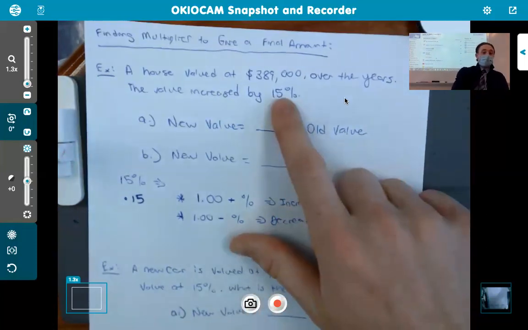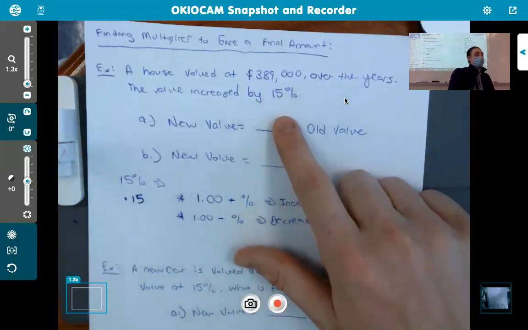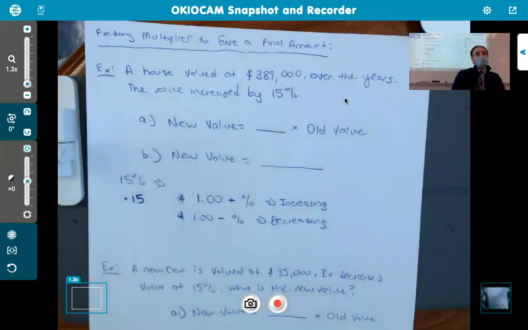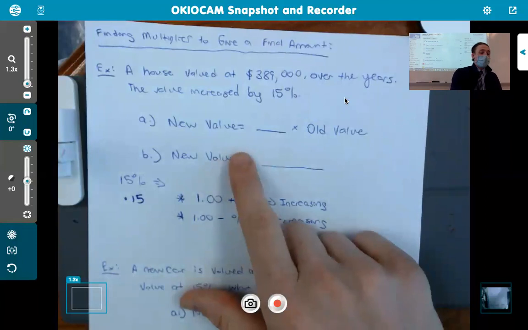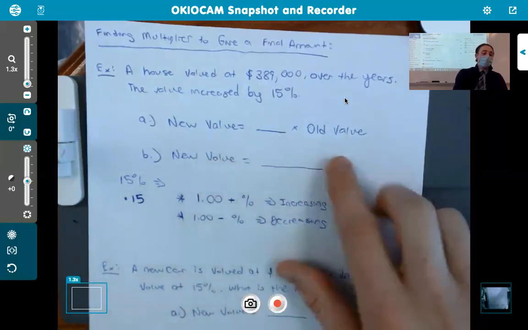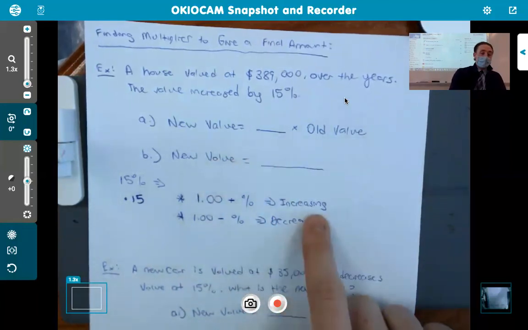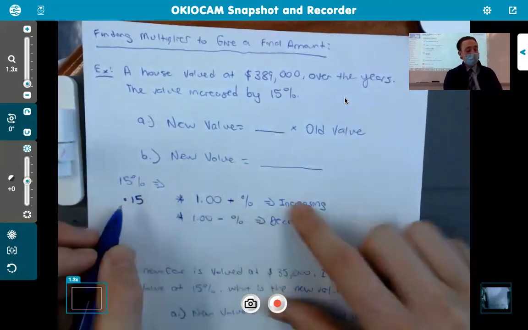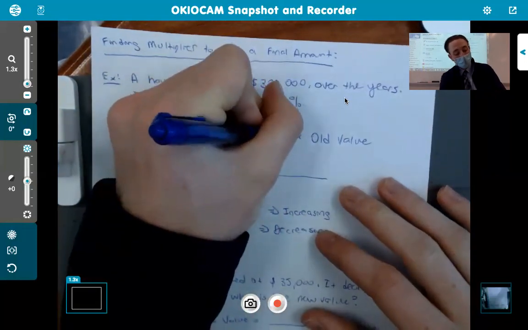So in this problem, it says it's increasing. The value increases by 15%. So what is 1 plus 0.15? You have 1 and you add to it 0.15, which is 1.15. So our first step is to understand what I'm going to multiply my old value by to find my new value. In this problem, I'm increasing, so I'm going to do 1 plus my converted decimal, and I'm going to multiply everything by 1.15.